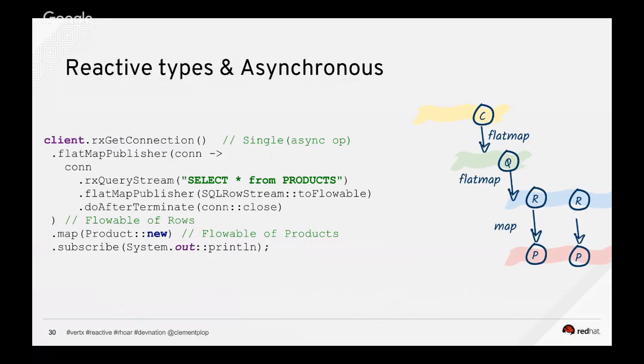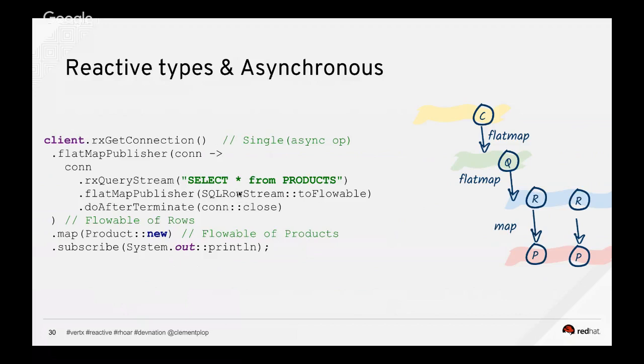So typically, if I want to rewrite my JDBC or my database interaction, first I need to get a connection. So I will use this method here that gives me a single, so a stream of one with the connection. Once I have my connection, execute this query here, select star from products, so get all the products, get all the stream of row and transform it to a flowable, so a stream. And when I'm done iterating over the stream, just close the connection.